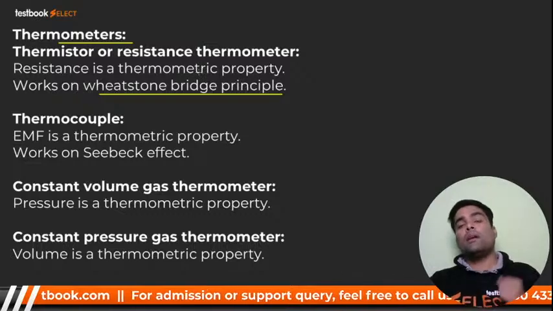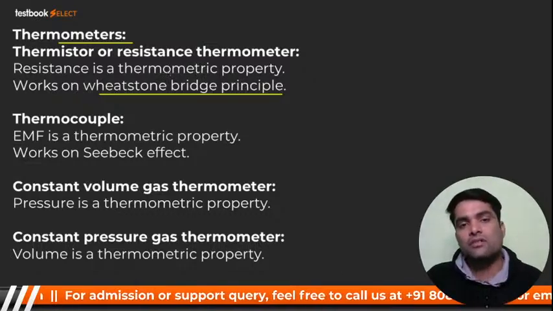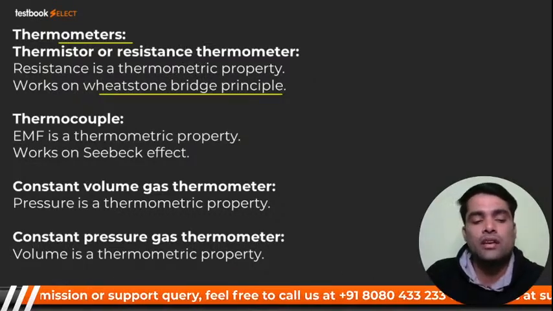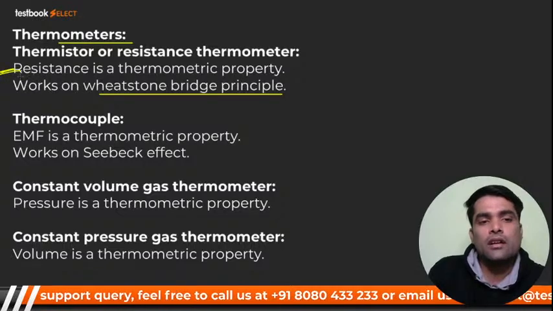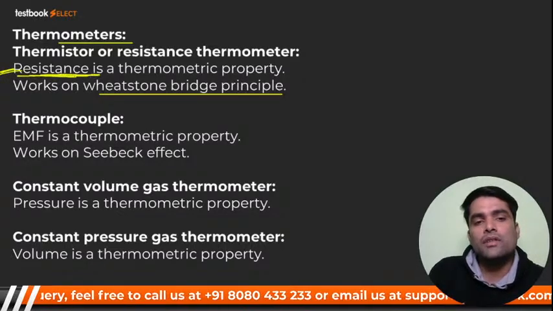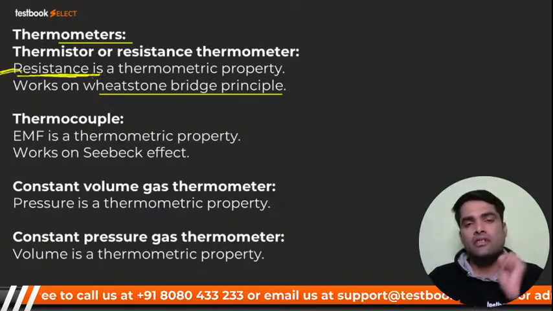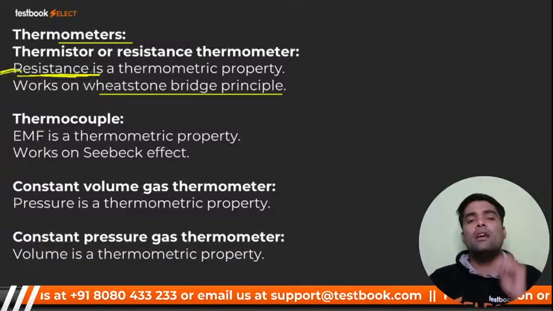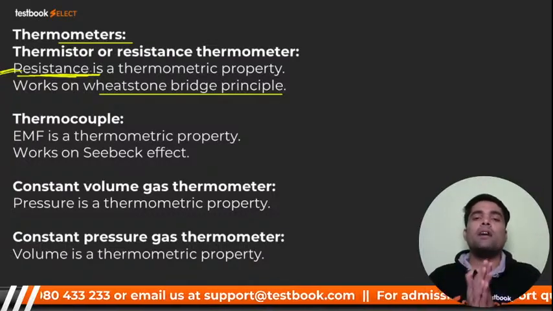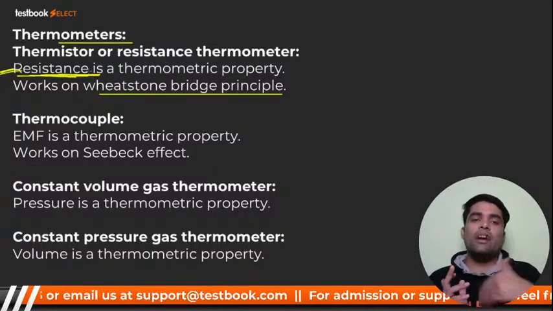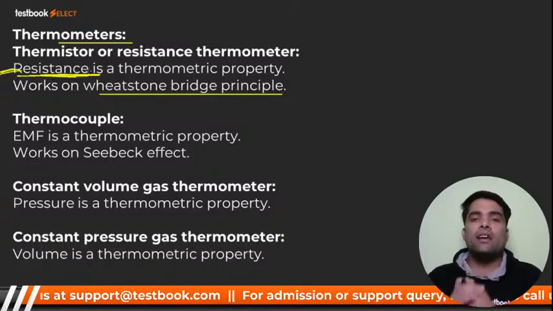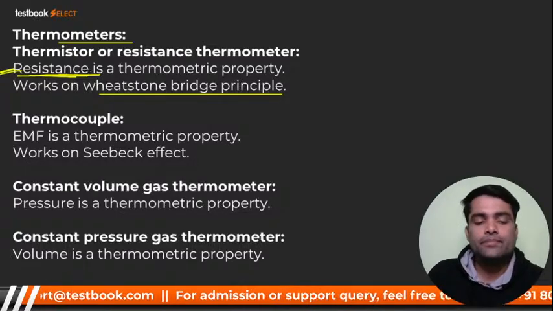And my dear, we come to know about temperature by the help of resistance, so definitely here the thermometric property will be resistance. You have to remember that in a thermistor or resistance thermometer, resistance itself works like a thermometric property. Why it is a thermometric property is nothing but by the help of that or related to that particular property we are getting temperature, right?